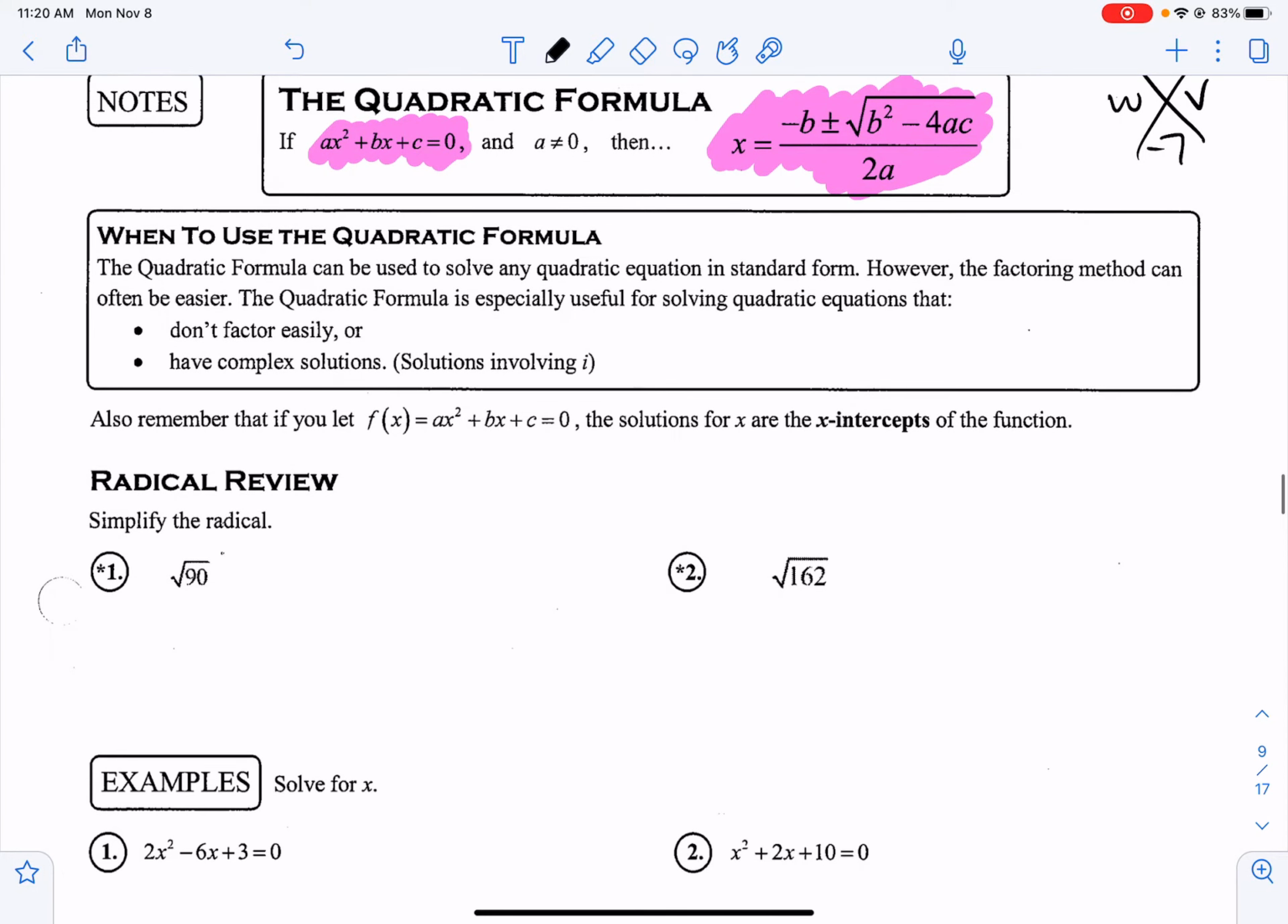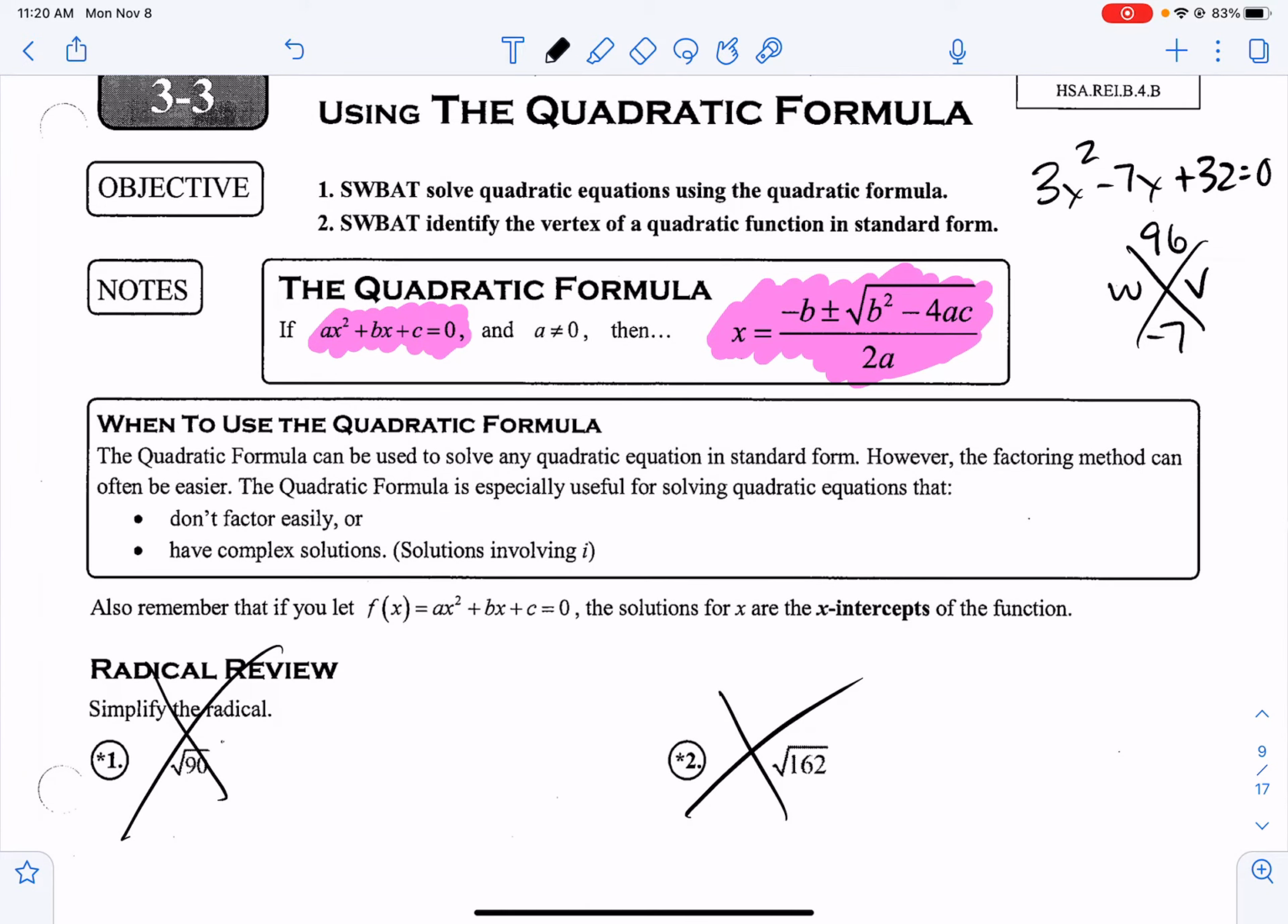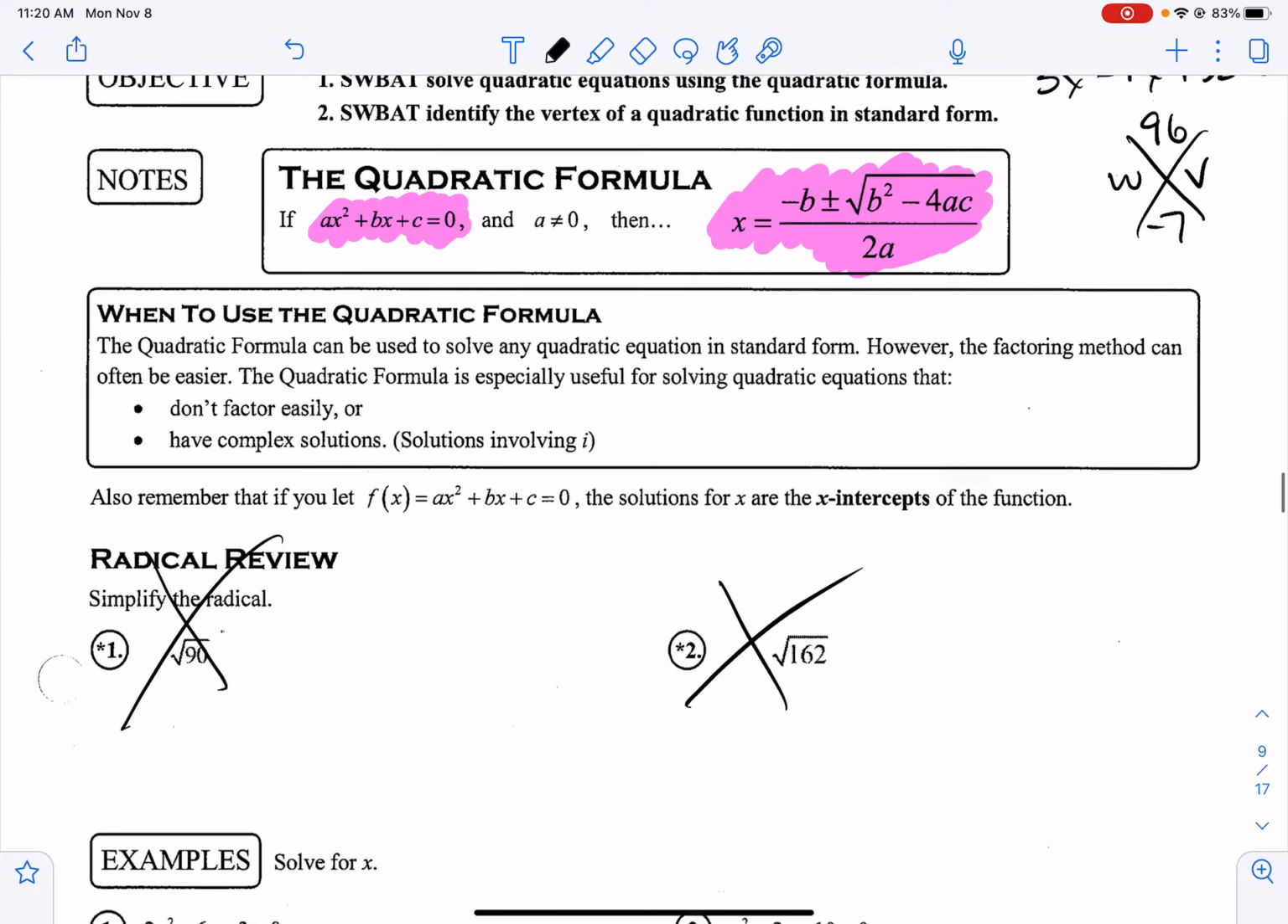I am actually going to skip reviewing radicals. We have done that so much this year. If you have a question about how to simplify those radicals, you can come ask me in class, but we're not going to take time on the video to do that today.